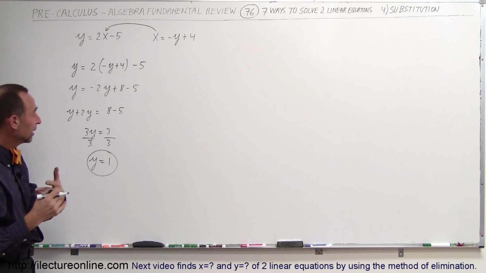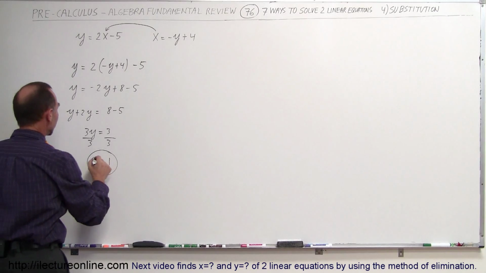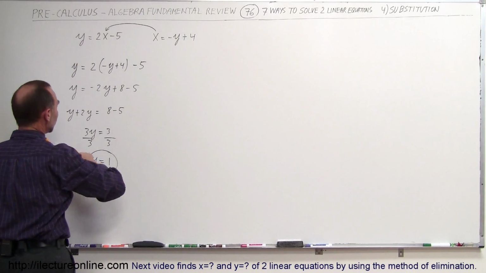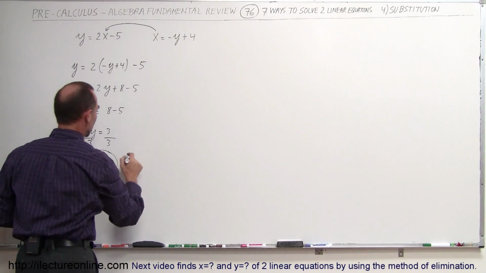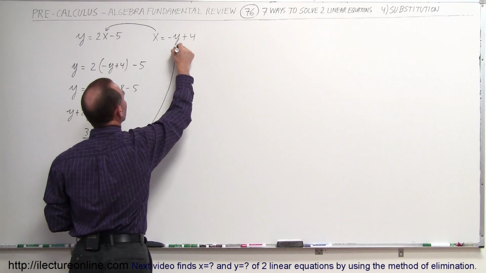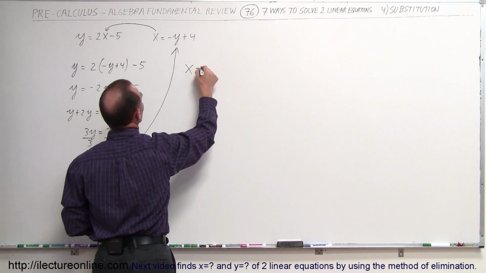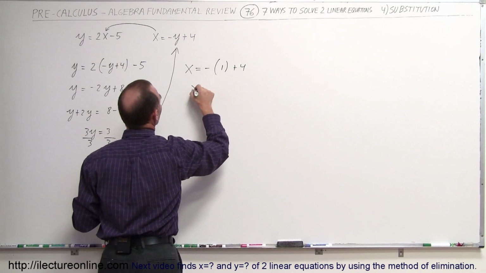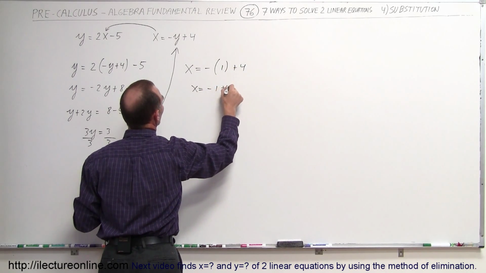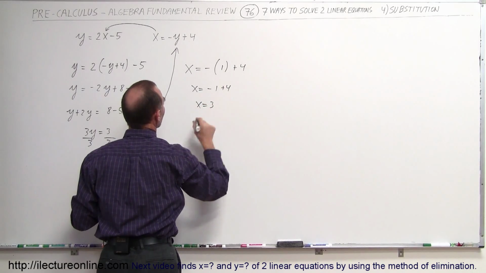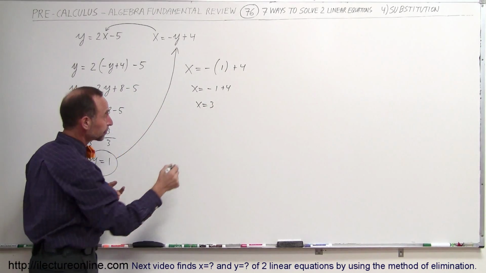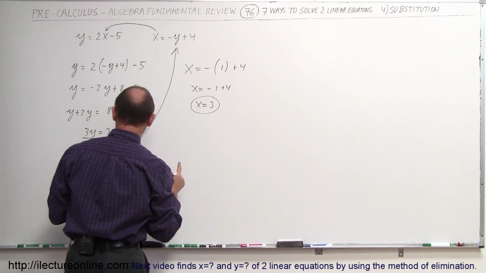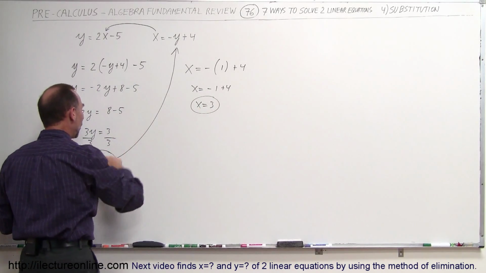Now we have to find the x value. We do that by plugging that back into one of our two equations. Maybe this equation right here. So we plug this value back in. We get x is equal to minus the value for y, which is 1, plus 4. X equals minus 1 plus 4, or x is equal to 3, which means the solution has the coordinates x equals 3, y equals 1.